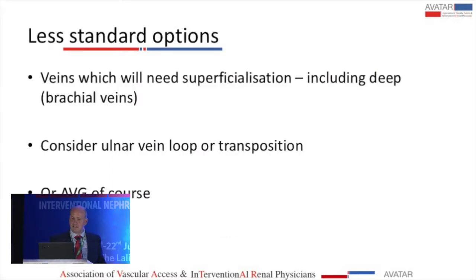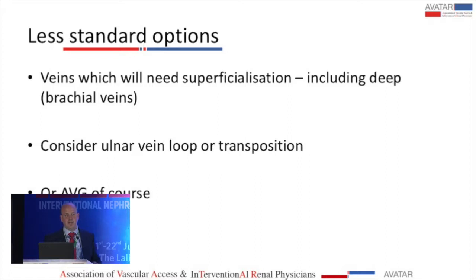So, less standard options, and I'm sure many people have done this. You can make fistulas with the deep veins, with the brachial veins. They nearly always mature, but they're difficult to transpose because they're short and they're deep.